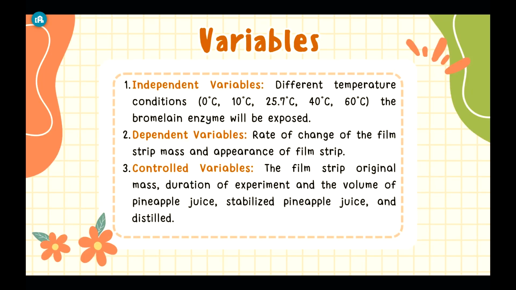The independent variables include the different temperature conditions the bromelain enzyme will be exposed to. The dependent variables include the rate of change of the film strip's mass and appearance of the film strip. The controlled variables include the film strip's original mass, duration of the experiment, and the volume of pineapple juice, stabilized pineapple juice, and distilled water.